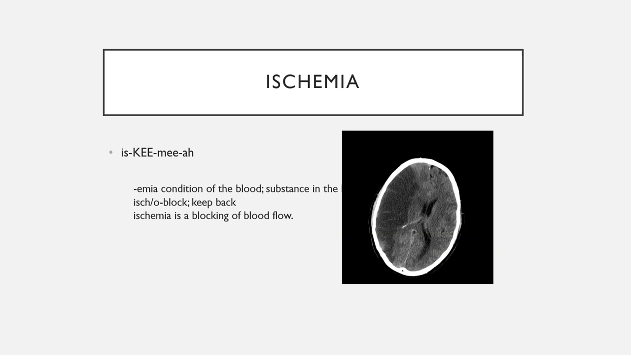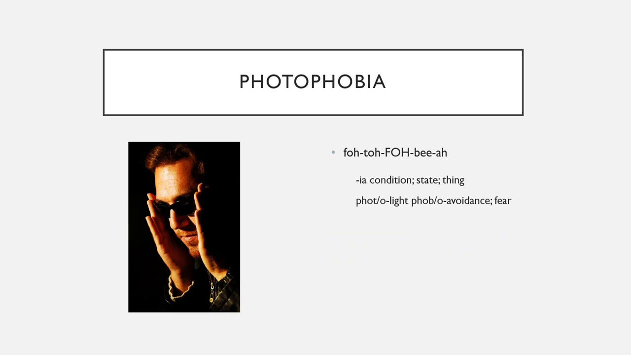Photophobia. Ia is condition, photo is light, and phobia is avoidance or fear. So the literal definition of this term is fear of light, but it actually means abnormal sensitivity to bright light. It can be associated with inflammation of the eye, or it can be due to increased intracranial pressure or meningitis in the brain.